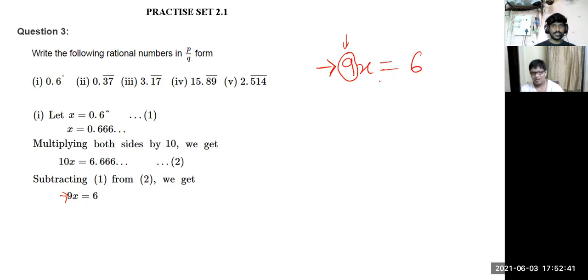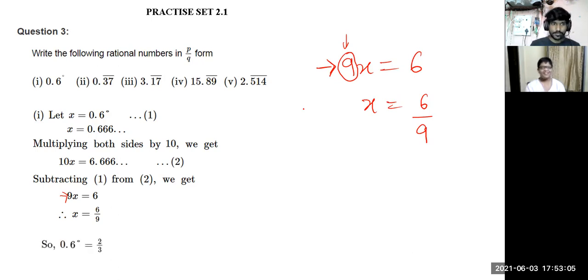The 9 is in multiplication here. So when it goes on the other side, it should become division. Yes. So it is 6 upon 9. So what is the value of x? 6 upon 9. So x is 6 upon 9.